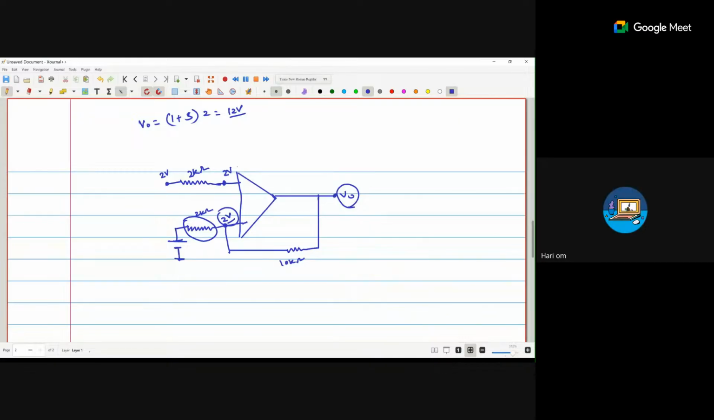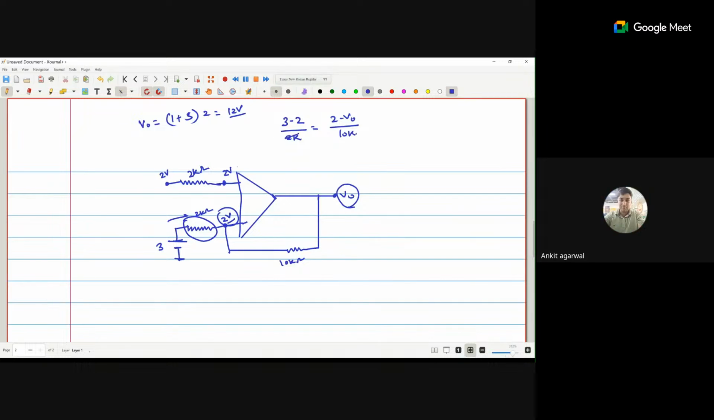So we can say that the positive side of the battery, let's suppose we have V. Okay. So (V minus 2) divided by 2k is equal to (2 minus V naught) divided by 10k. So 3 minus 2 divided by 2k is equal to 2 minus V naught divided by 10k, and we can solve it.